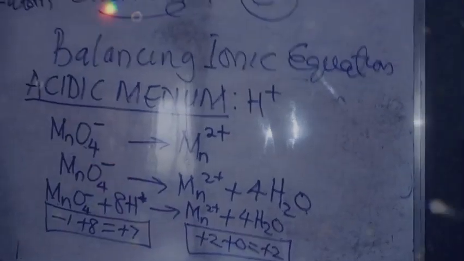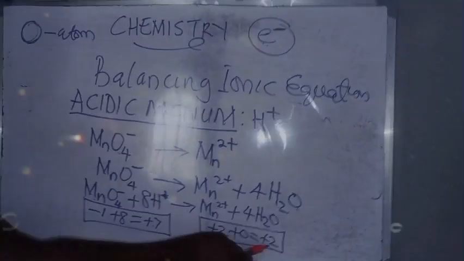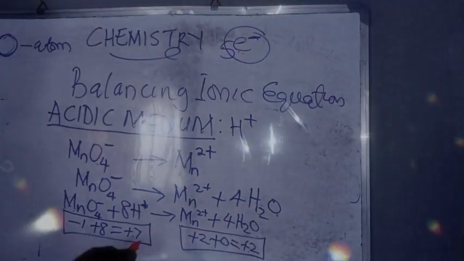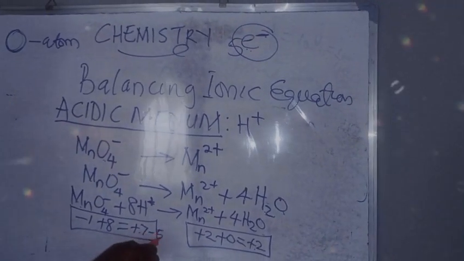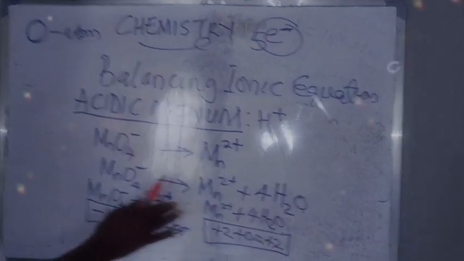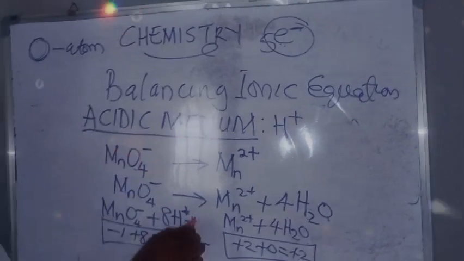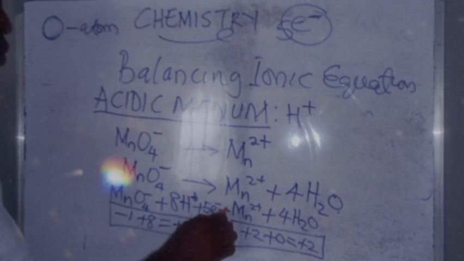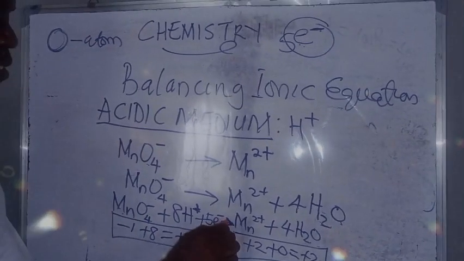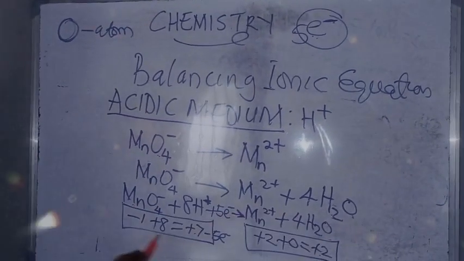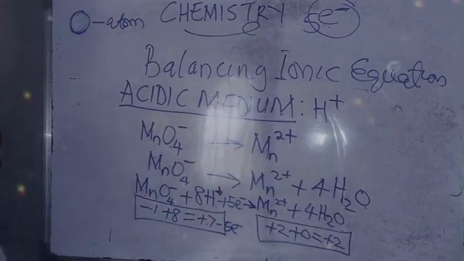How many electrons do we introduce? To go from plus 7 to plus 2, that is 5. Because 5 times minus 1 is minus 5. So if you introduce 5 electrons here, then it will balance. So that means this equation now will turn to plus 5 electrons. Don't forget to put this, giving you this. So technically now, if you look at it, the equation is balanced, not only atomically but in terms of charges.